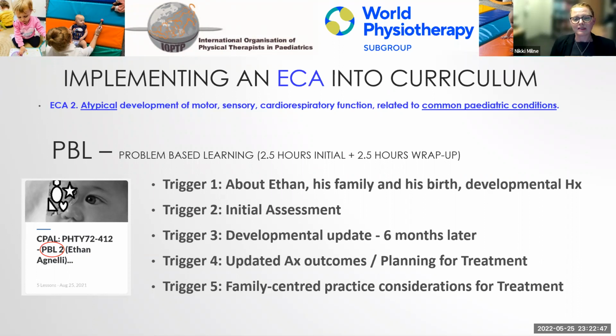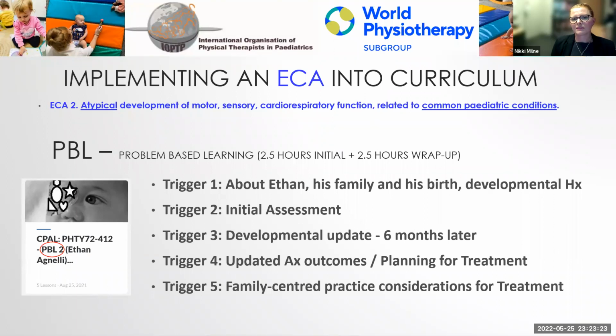And they are presented with a number of triggers. And so this session goes for about 2.5 hours, where they are given one by one a trigger of information that should stimulate a certain line of thought processes for them. So in this particular problem for Ethan, our first trigger is all about him, all about Ethan and his family, his birth history and his developmental history. The second trigger is about his initial assessment by a physiotherapist. The third is about a developmental update 6 months later.